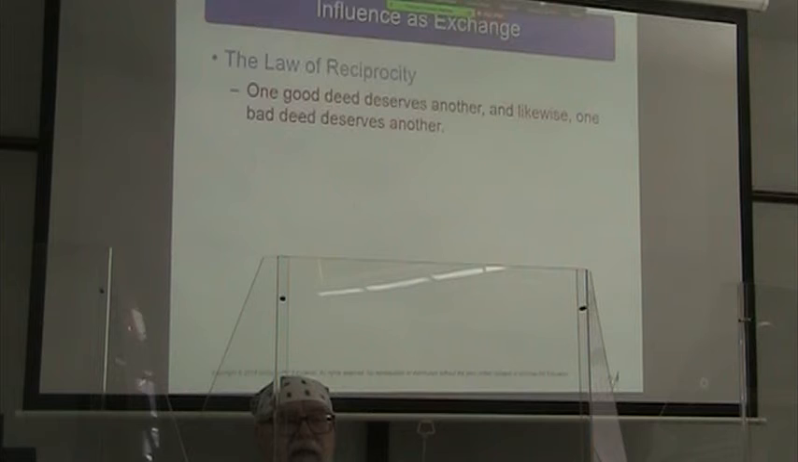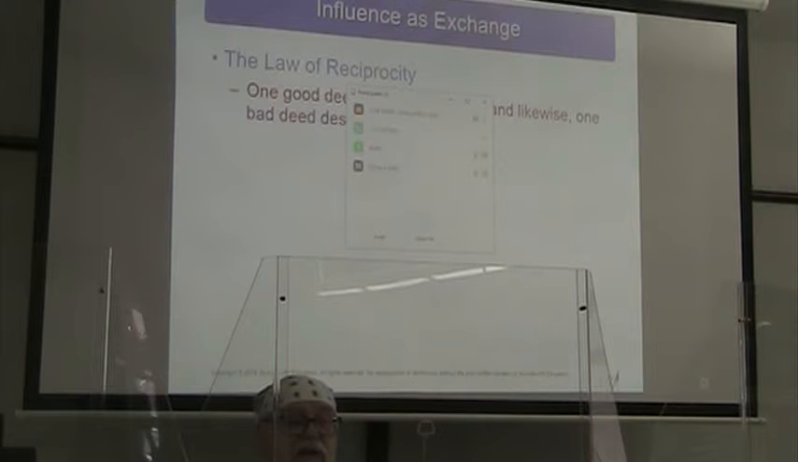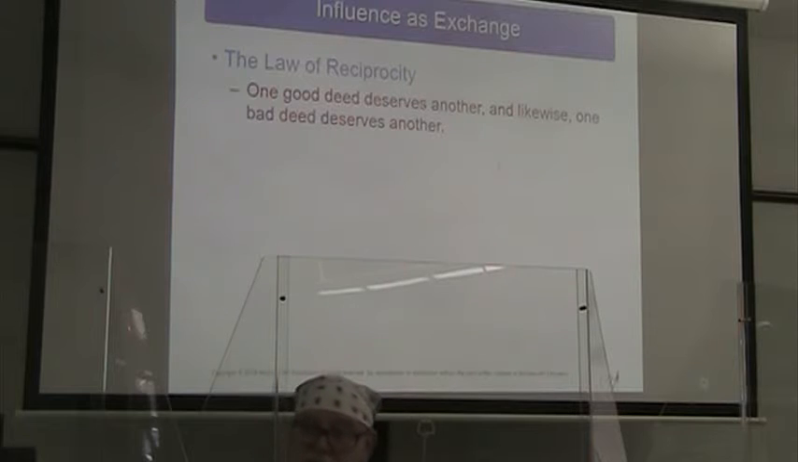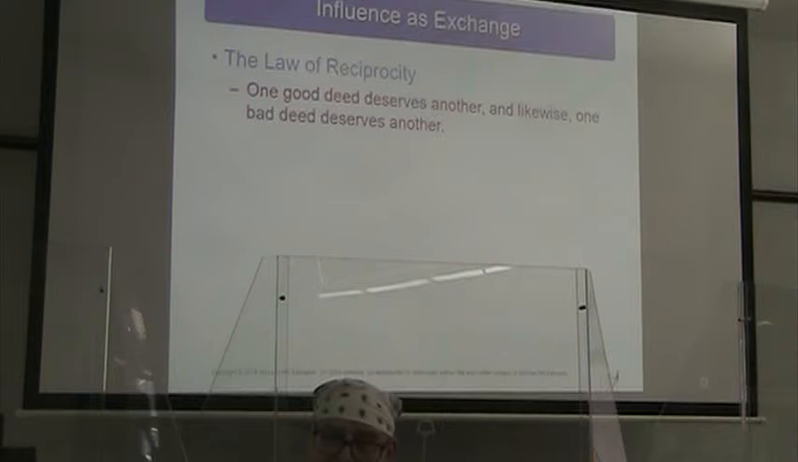All right, so in our idea of influence as exchange, we have the law of reciprocity. One good deed deserves another, and likewise one bad deed deserves another. So, there's an old saying, the fastest way to make a friend is ask for a favor.